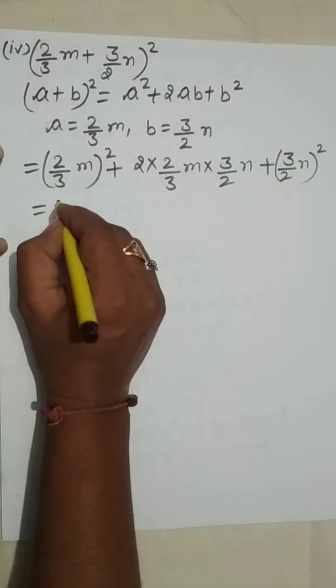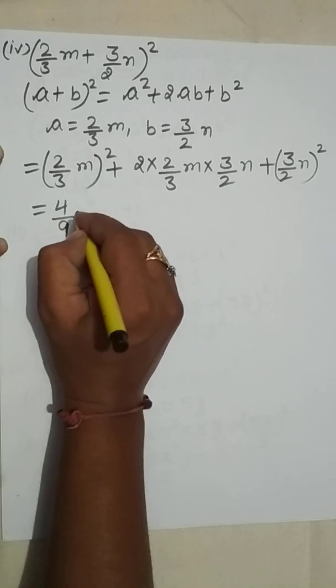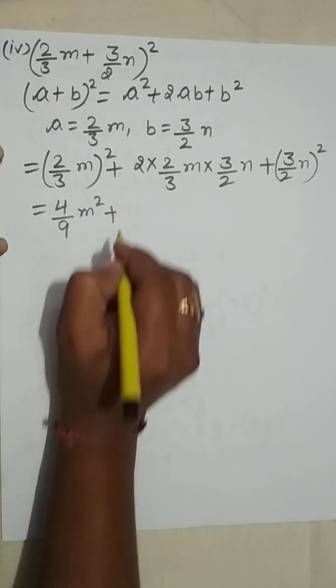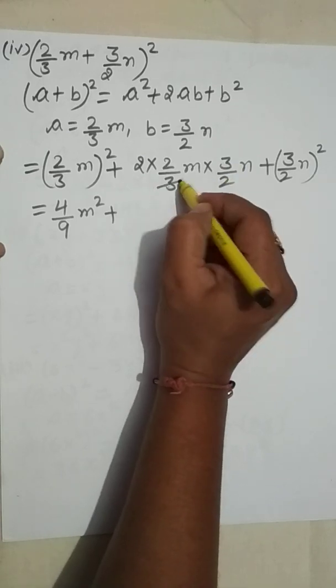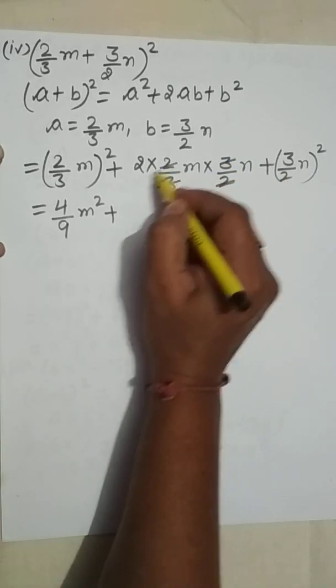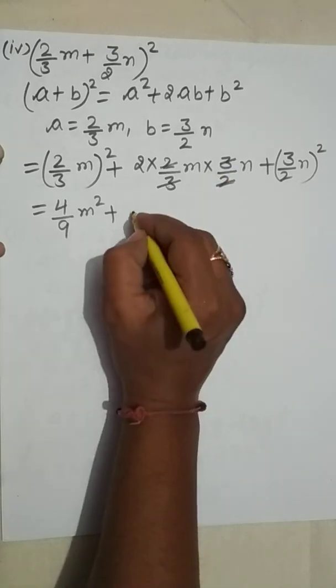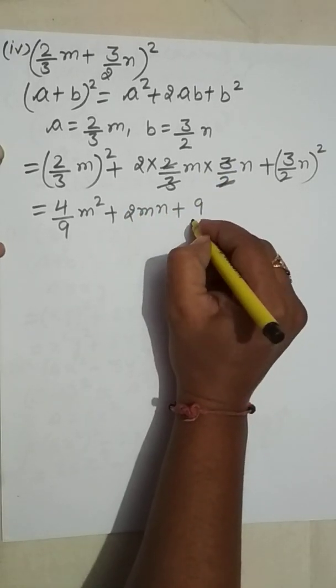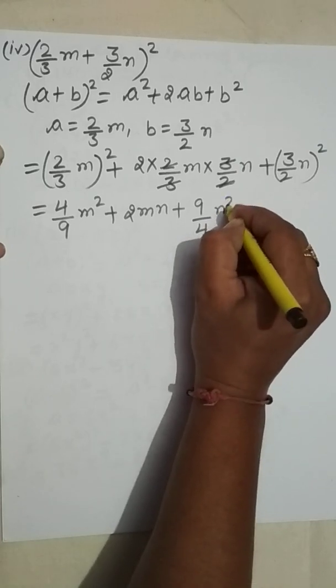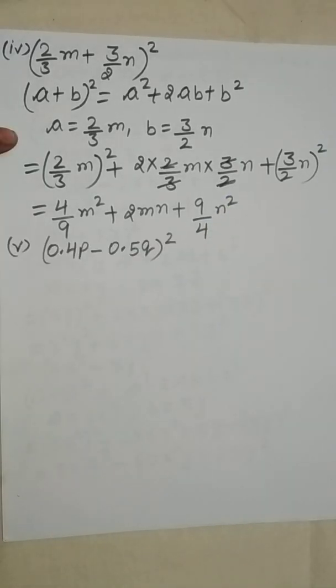2 2's the 4, 3 3's the 9, m square plus 2 by 3 and 3 by 2. 3 and 3 cancel, 2 and 2 cancel. This is 2mn plus 3 3's the 9, 2 2's the 4, n square is the answer.